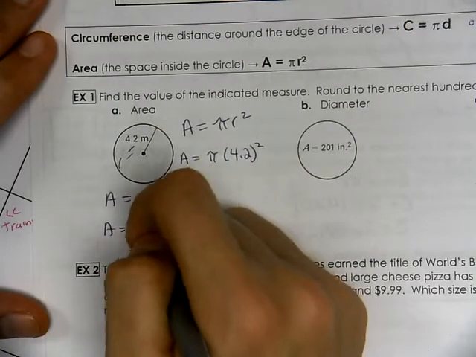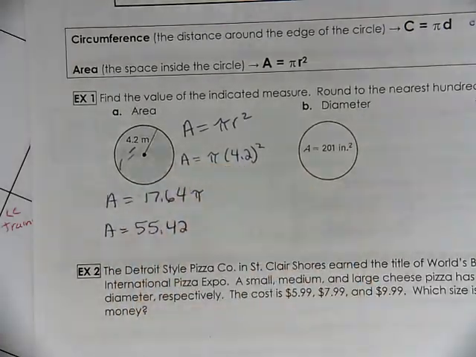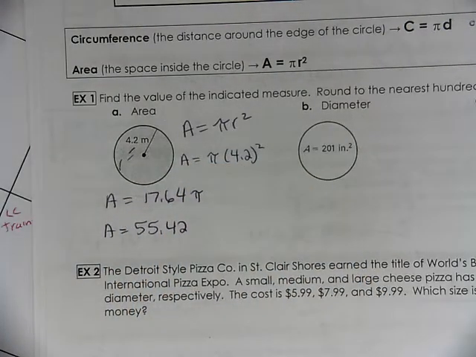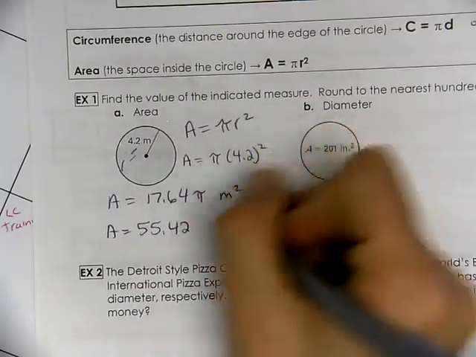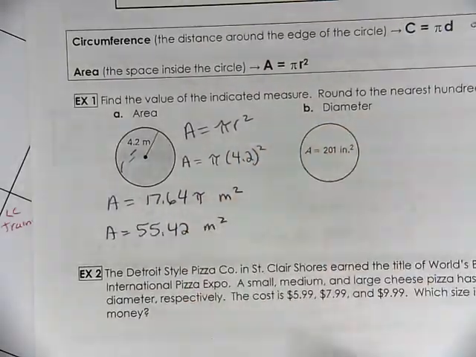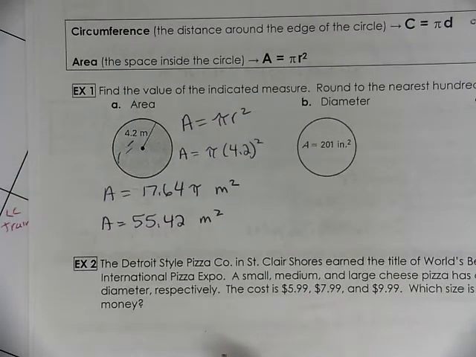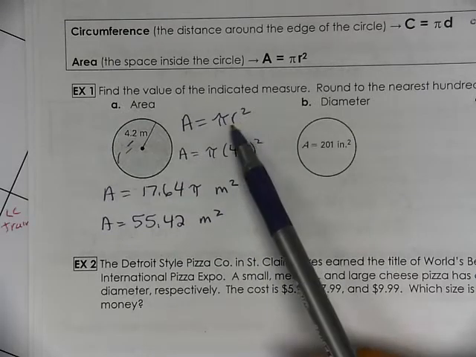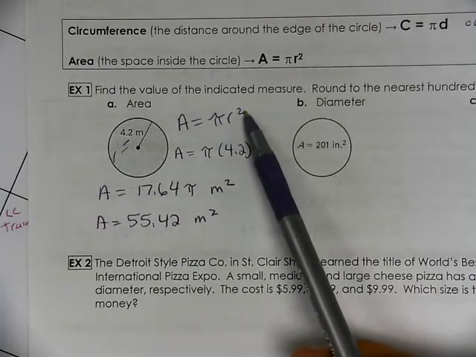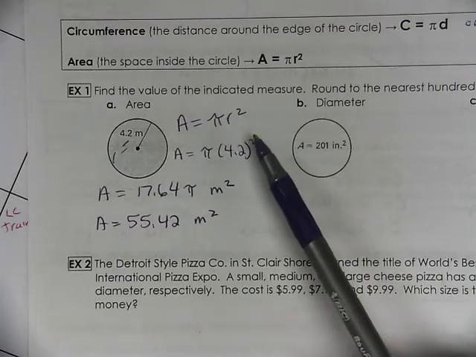Now here's the question. What are the units with area? If these are meters, it's meters what? It's meters squared. Okay, so circumference, it's just inches or whatever it is. If it's area, it's something squared. Think about that, that's why you're squaring the number. Okay.